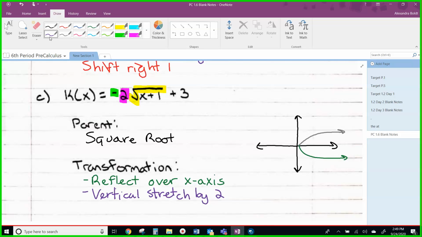And then I'm going to stretch it by 2. So that means, again, everything gets 2 times further away from your x-axis. So it got stretched, and since it was already below the x-axis, it got further away, so it got more below. If I was stretching something above the x-axis, it would get higher, right? So it's always away from the x-axis when you're vertically stretching.